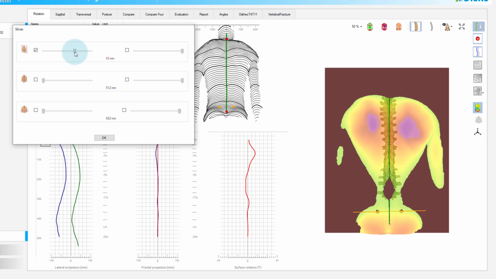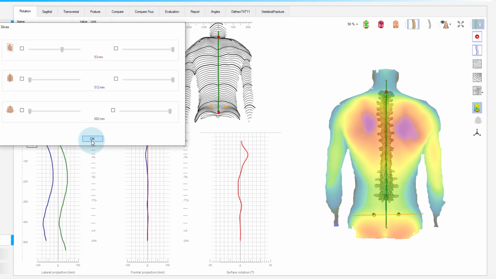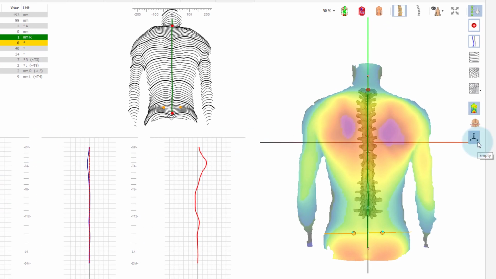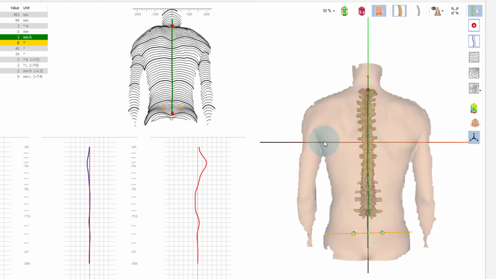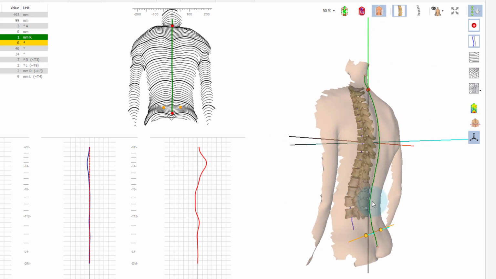Here you can see, for example, that the right arm is also twisted. The 3D crosshair has no clinical relevance. It is only used for subsequent verification of the acquisition quality.